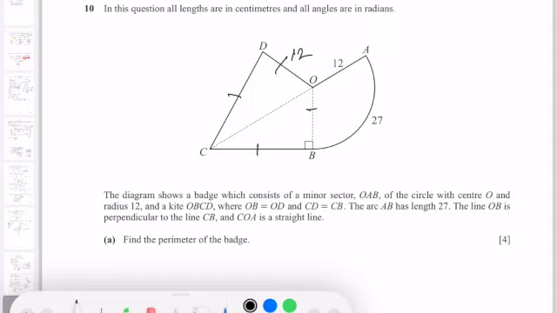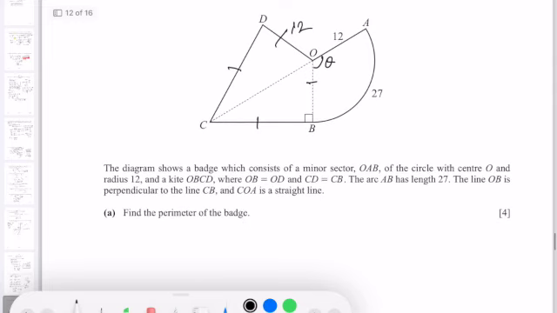We can find out the theta. I don't know what will be the use of that, this theta. L equals r theta, okay? 27 equals 12 theta. So theta equals 27 by 12, that is 9 by 4. This is the value of theta, okay?